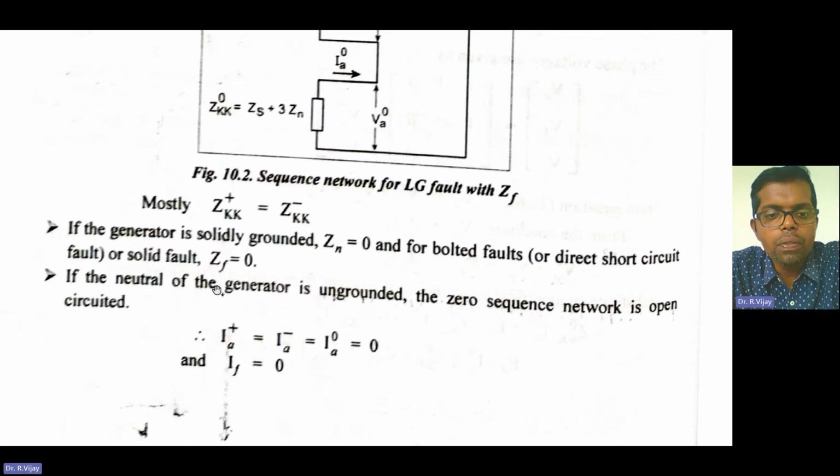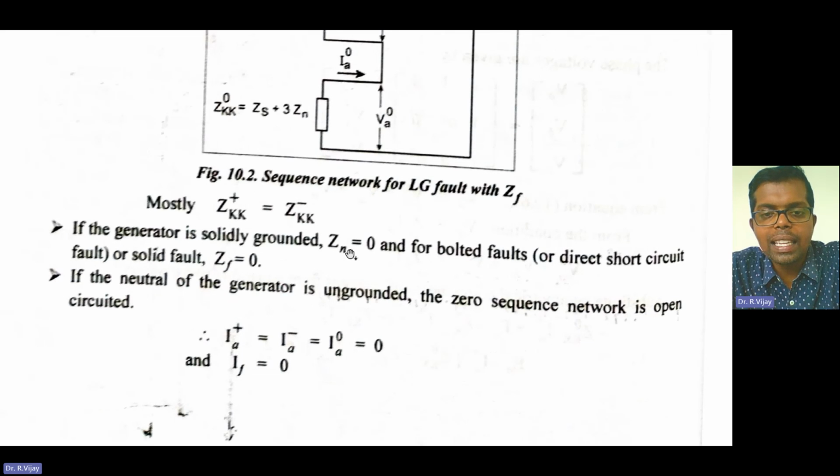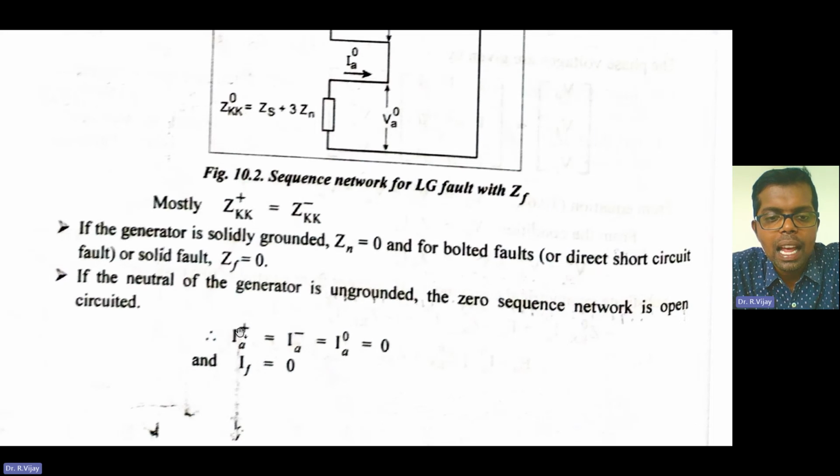If the neutral of the generator is ungrounded, then the zero sequence network is open circuit. That is IA positive is equal to IA negative is equal to IA zero, which is equal to 0, and the fault current is also 0 if the neutral is ungrounded.